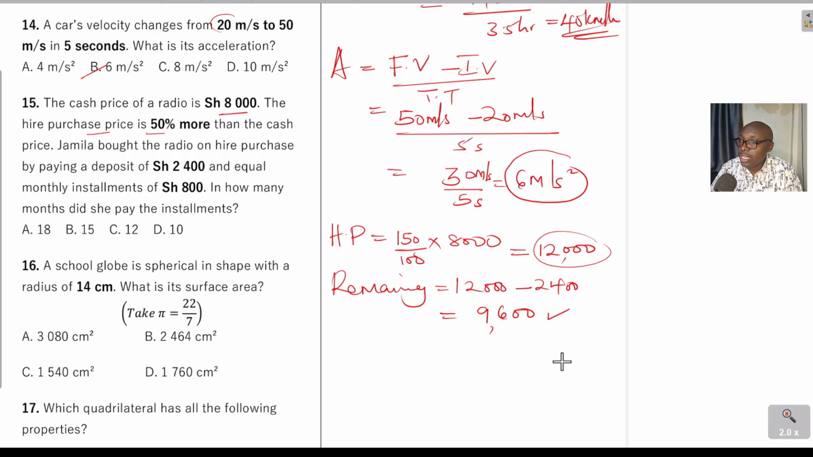And this is what she is supposed to pay in monthly installments. So the total amount to be paid is 9,600, and one installment is 800. To get the number of installments, you simply take the amount to be paid and divide by one installment. So 9,600 divided by 800, you'll get 12. So she has to make 12 installments of 800 each.